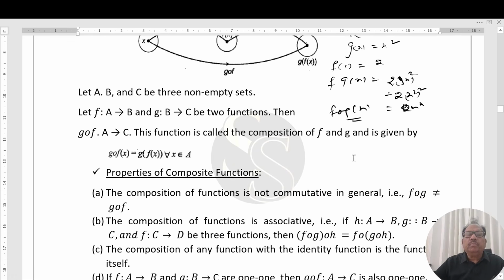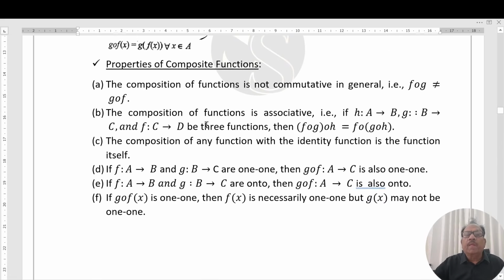Now, f: A to B and g: B to C are two functions, then g o f is A to C. This function is called the composition of f and g, given by g of f(x), that is, in the function g replace x by f(x), x belongs to A. Properties of composite function.